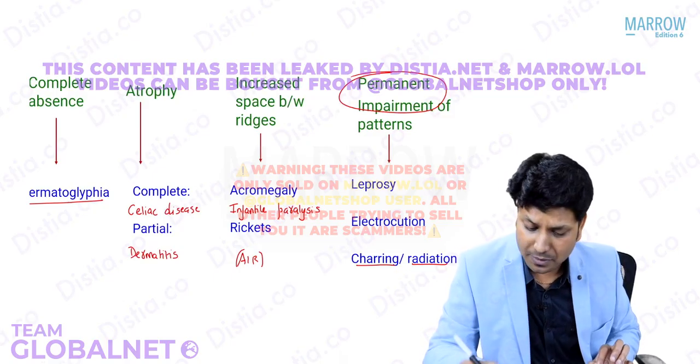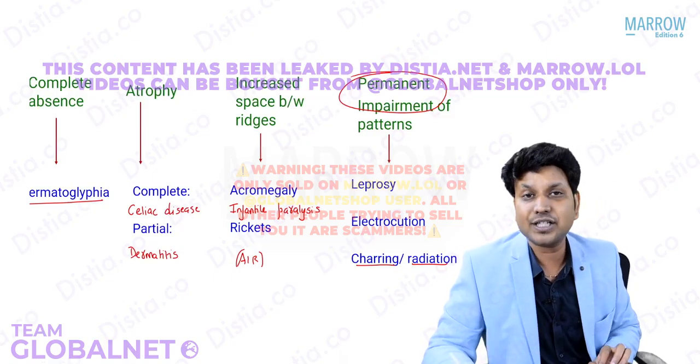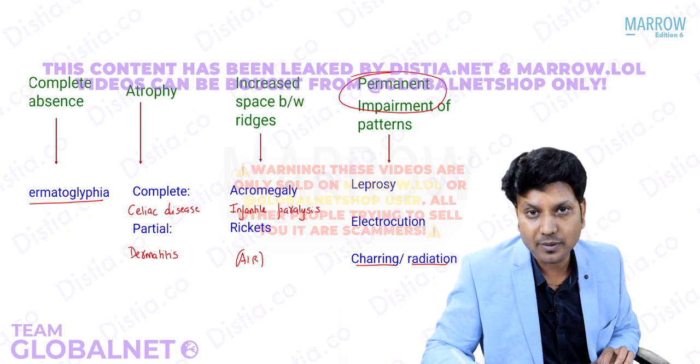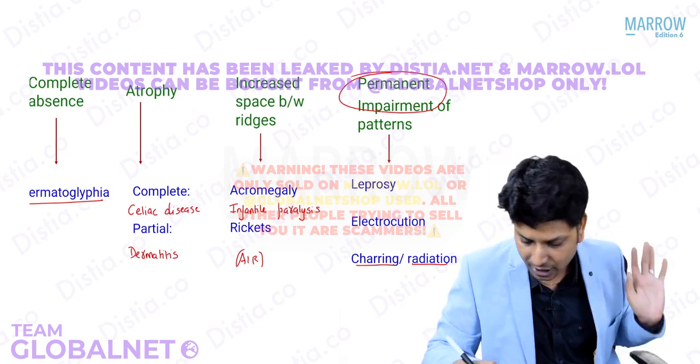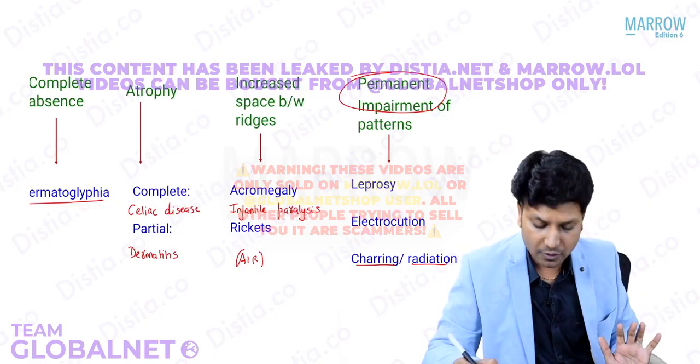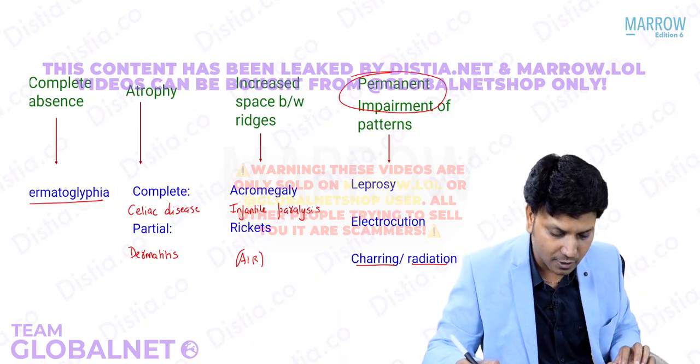But what you have to remember very commonly is what are the conditions where you can see permanent impairment of the pattern. Important conditions: leprosy, electrocution, radiation, charring. Okay, remember that. Okay, fine. This is important with regard to fingerprinting.